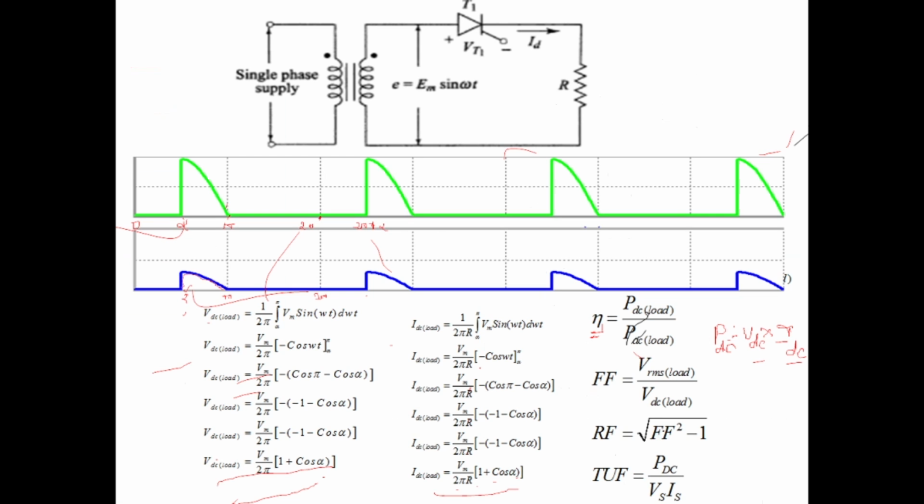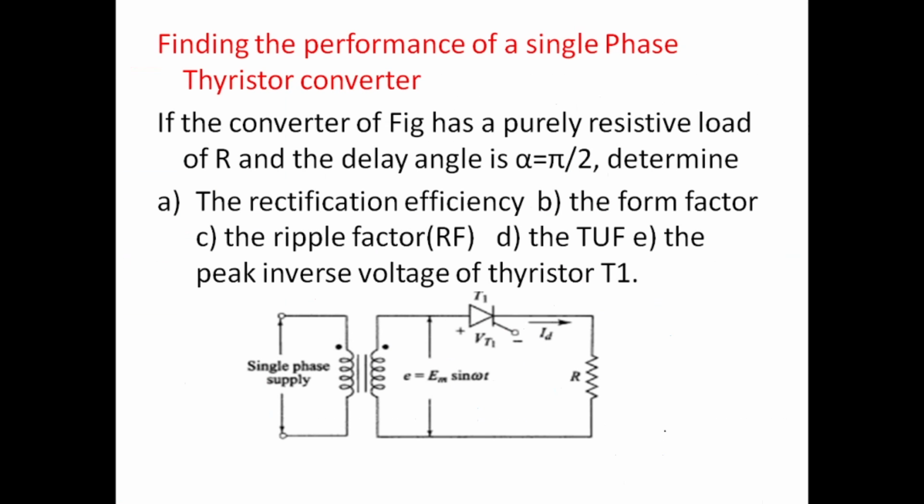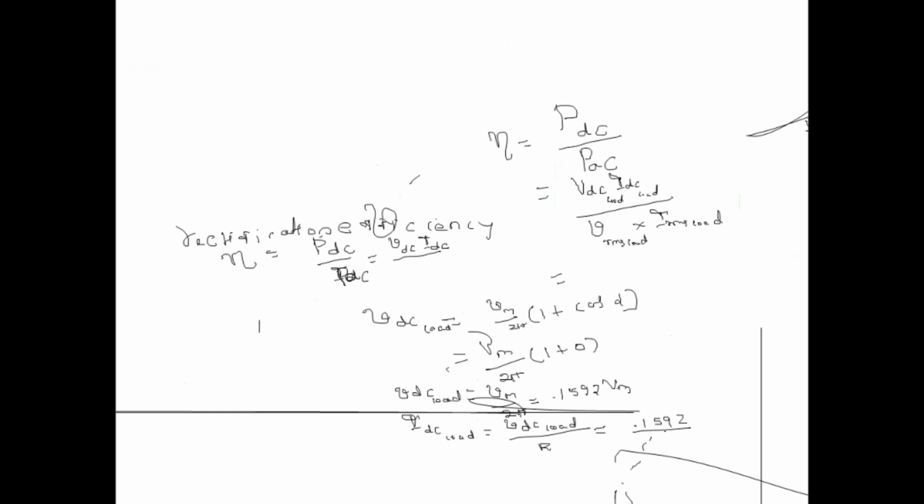Similarly, I can calculate IDC of load. IDC of load is VDC of load divided by R. So this is 0.1592 Vm divided by R. What is the R value? He has not given. Keep that R as it is. Next, VDC of load we got, IDC of load we got.